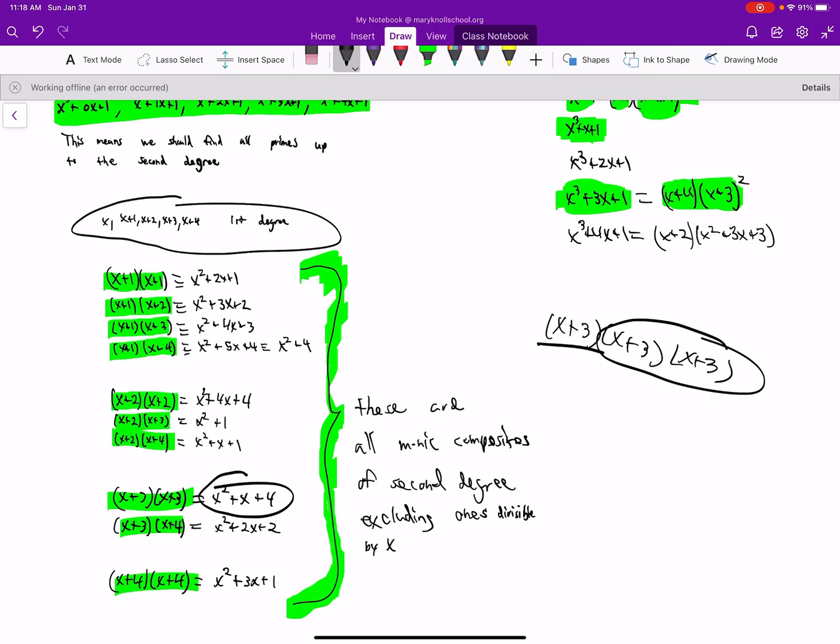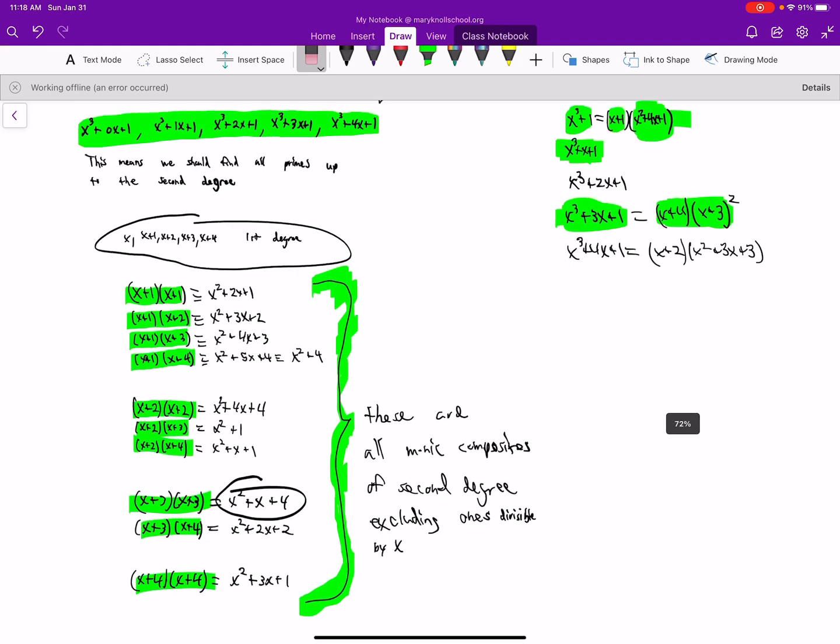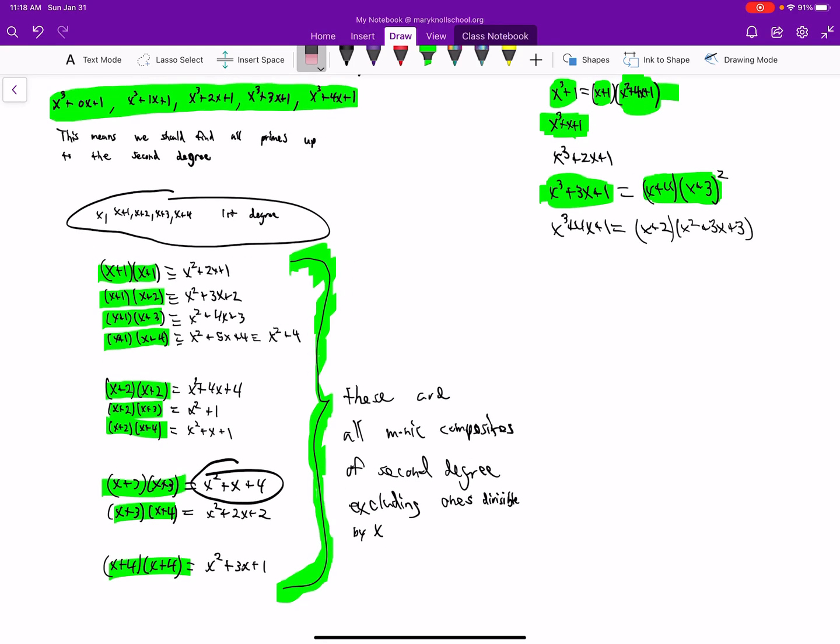But again, I kind of did it a different way. Probably the most efficient way is just to divide it by x plus 1, x plus 2, x plus 3, x plus 4, and then that's it. So yeah, and then again here, let's look at this.